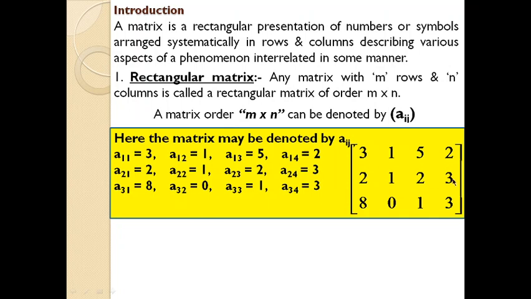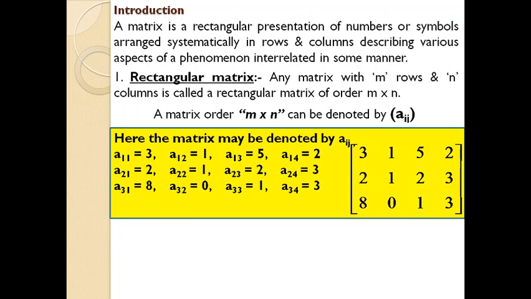It's 2. Finally 3, it is in the second row and in the fourth column, so it is represented by A24, that is 3. And finally the next one, last line, 8. 8 is in the last row, which means it's in the third row, but it is in the first column, so it is written as A31 equal to 8. 0 is in the third row, second column, A32 equal to 0. 1 is in the third row and in the third column, A33 equal to 1, and finally 3. I hope you understand the concept of how to represent each element in a matrix.